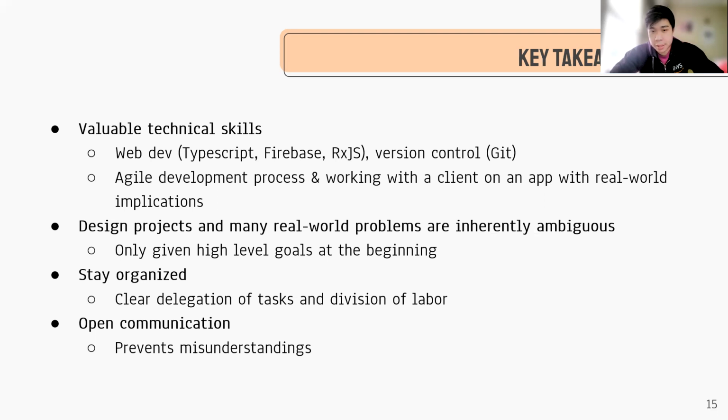I also learned that design projects and many real-world problems are inherently ambiguous. That means you're not given very clear specifications like you would see in, for instance, a school project. You're only given the very high-level goals. You have to figure out how to approach the problem, how to do the design, right? So in our case, we were only given the very high-level goals that I showed you in the very beginning: basically, a simple, intuitive online registration system that is secure and is efficient for the administrators.